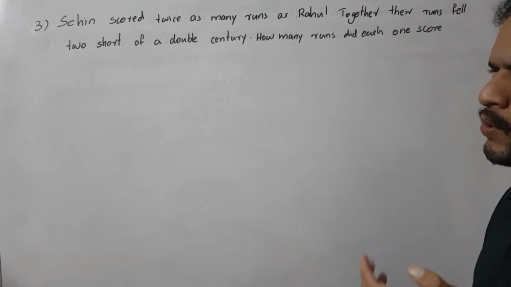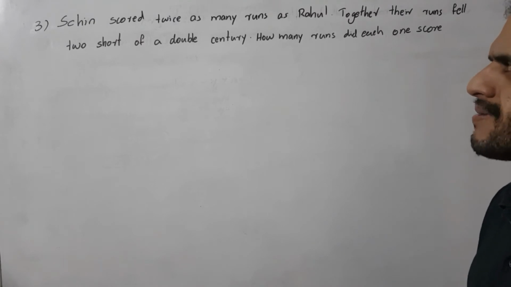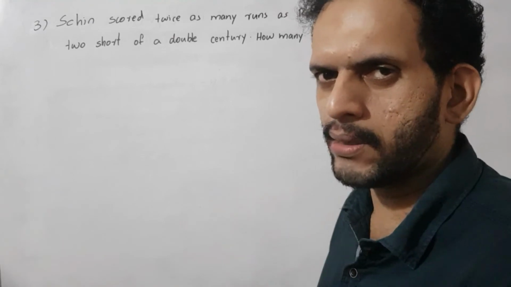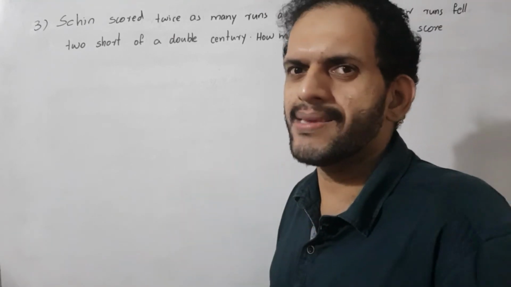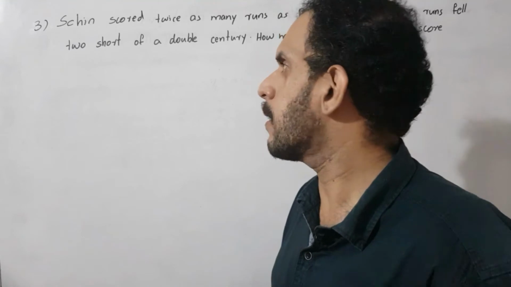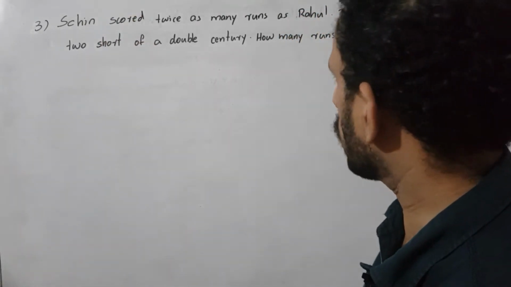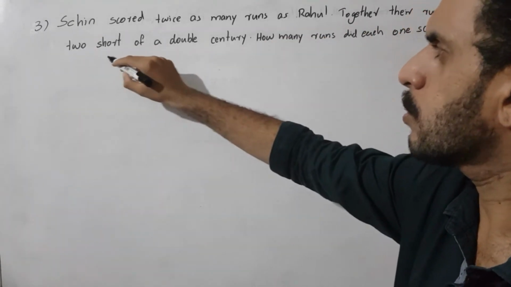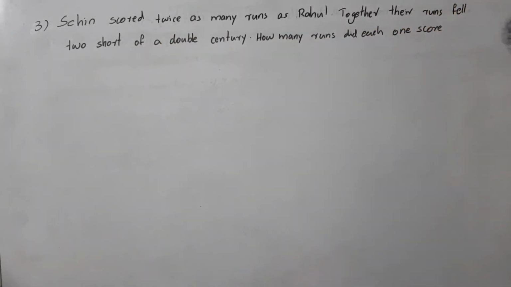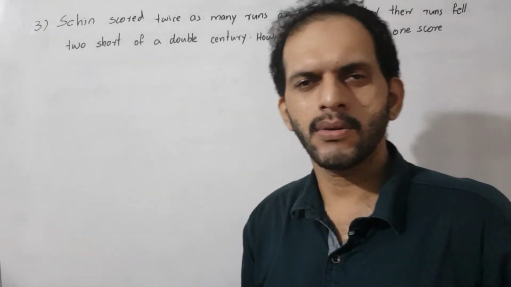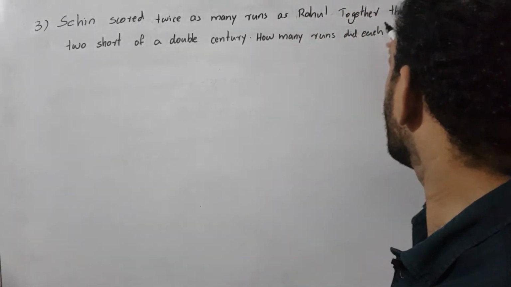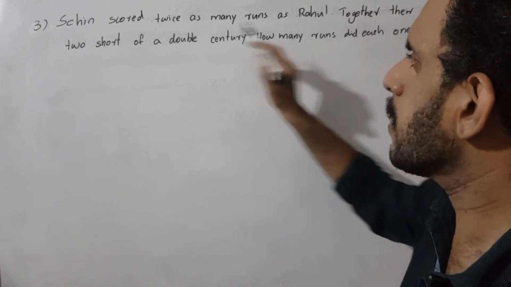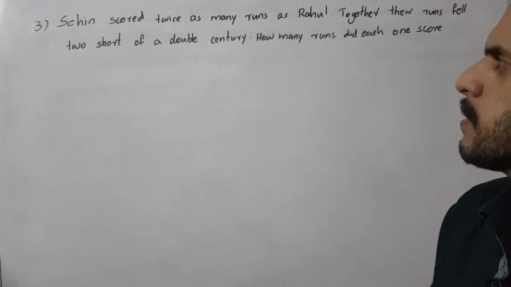What is that? What did Sachin score? Twice as many runs as Rahul. It is twice what Rahul scored, 2 times, double. Who scored it? Sachin scored it. Together their runs fell too short of a double century. Century means 100, correct? Double century means 200. So together, taking both together, their runs fell too short of a double century.